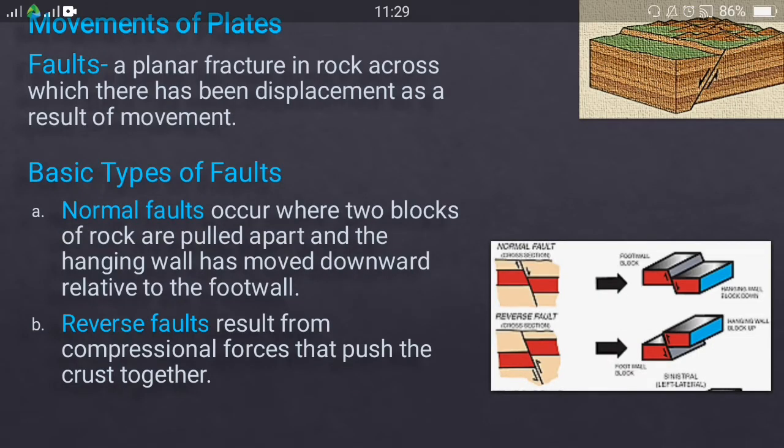Faults. These are planes of detachment resulting when rocks on either side of the displacement slip past one another. Basic types of faults. Normal faults. These are most common at divergent plate boundaries. It occurs in areas undergoing extension or stretching. Reverse faults are exactly the opposite of normal faults. It occurs in areas undergoing compression, also known as squeezing.